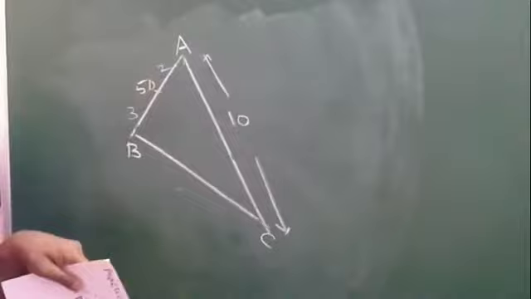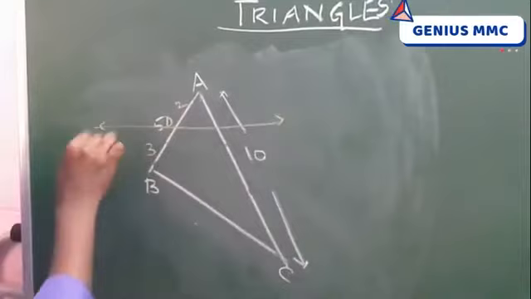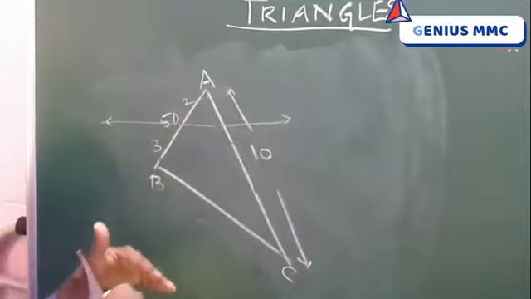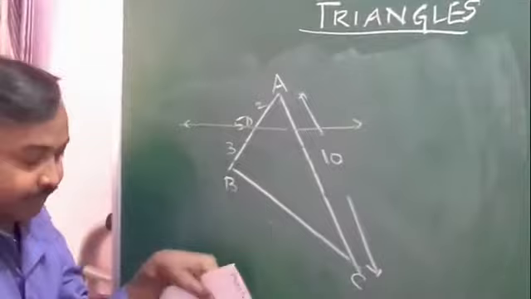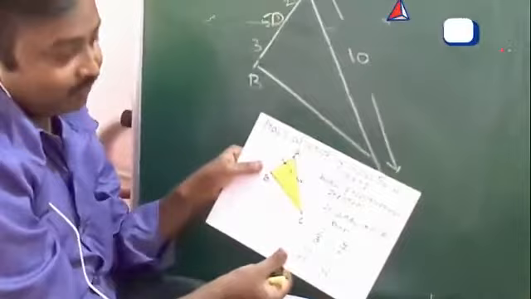Okay, question is, I will draw a parallel line from D. A straight line is drawn like this. Is it parallel? Is this line parallel to BC? No, the line is not parallel to BC. So, you draw a line parallel to BC. How? See, this line is not parallel. X, Y, and D. You draw a line parallel to BC.